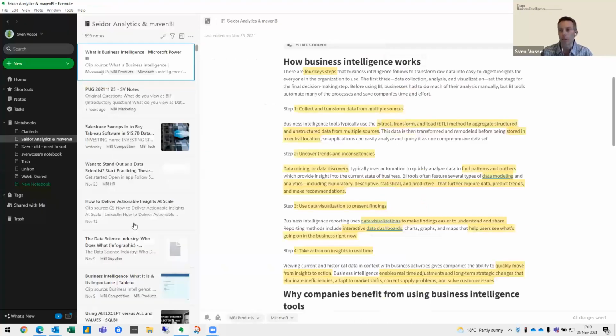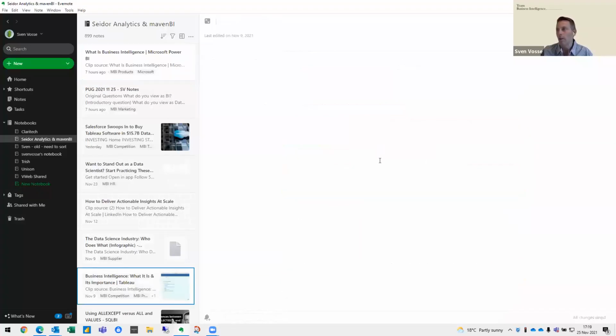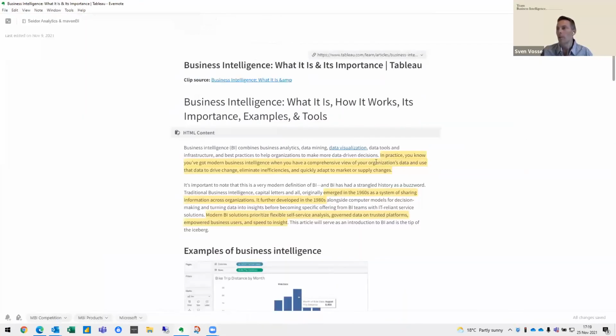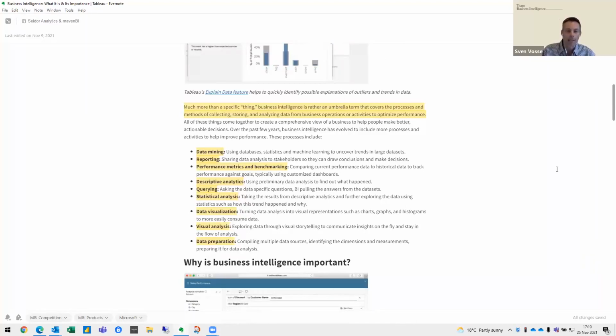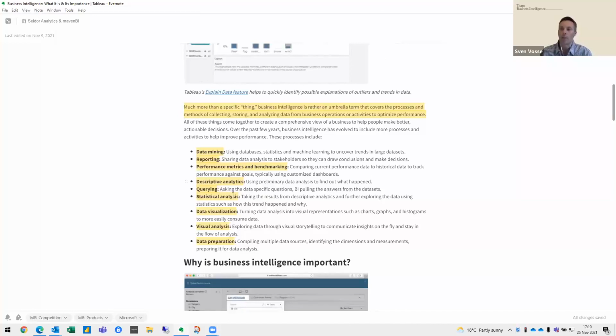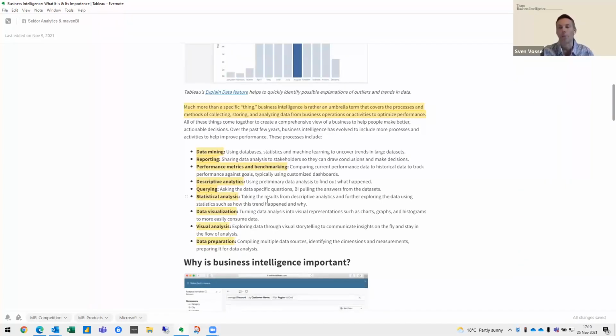I'll just quickly do the Tableau one just to keep it balanced. In this case, I'm going to skip the first part and just talk about the second part. I like this part. It says it is much more than a specific thing. So it's actually an umbrella term. Business intelligence means way more than just one thing like data analysis. It includes data mining, reporting, performance metrics and benchmarking, descriptive analytics, querying, statistical analysis, visualization, visual analysis, and data prep. So that's meant to just give some buzzwords out there in terms of what's associated with business intelligence.